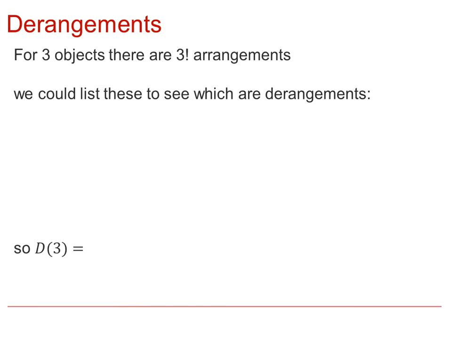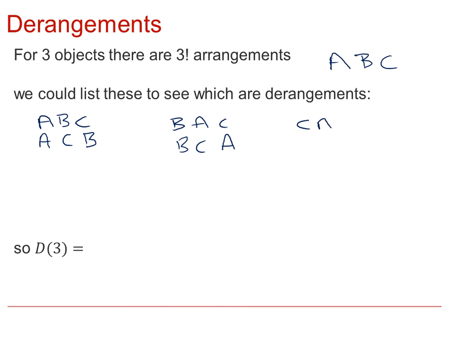For three objects, we already know that there are 3 factorial or 6 arrangements. Let's use the letters A, B and C, using those as the original positions. Now we could list all the 6 arrangements of ABC to see which are derangements. So we could have ABC or ACB. We could have BAC or BCA. Or we could have CAB or CBA. Let's rule out the ones in which we have either A, B or C in their original position.